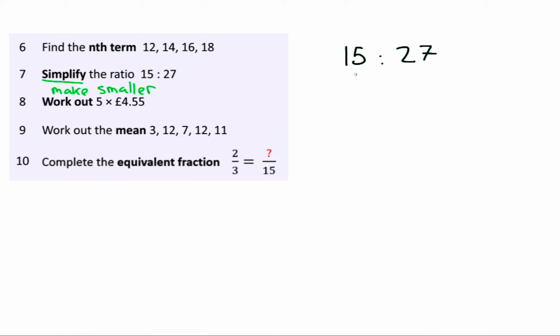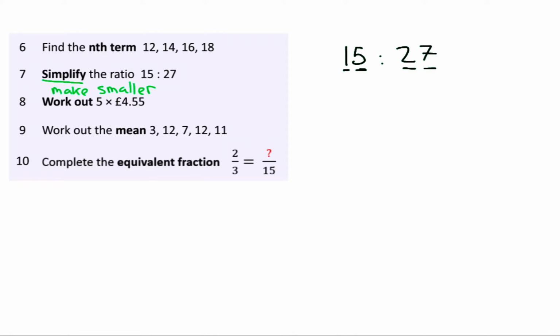Let's see if they can be divided by 3. To check if a number can be divided by 3, we have to add the digits. So 1 plus 5 is 6. Is 6 in the 3 times table? Yes, it is. So this number can be divided by 3. Let's check 27. So let's add the digits. So 2 plus 7 is 9. Is 9 in the 3 times table? Or is 9 a multiple of 3? Yes, it is. So this number can be divided by 3 as well.